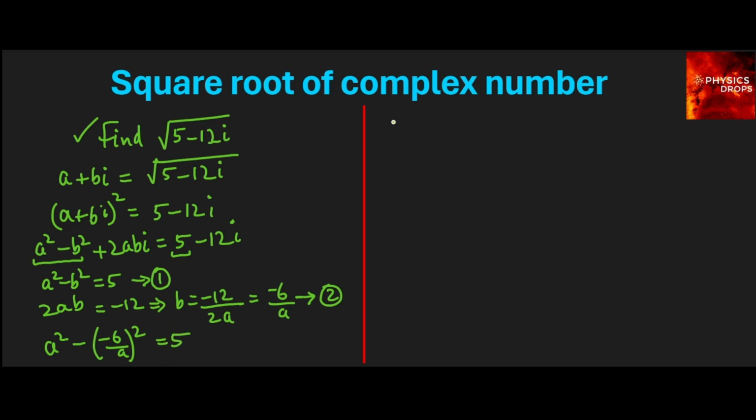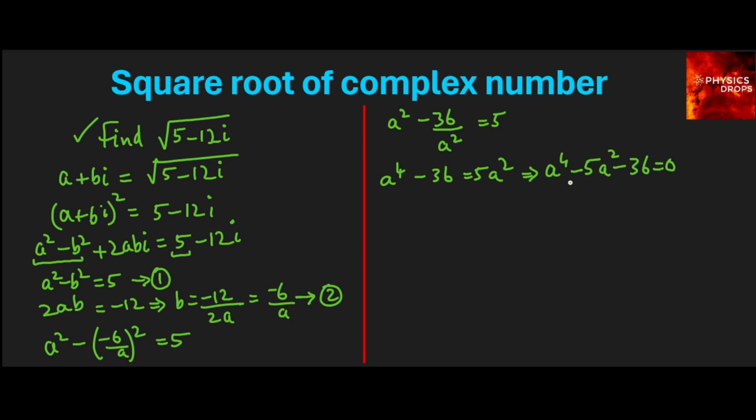So now let's simplify this further. We get a square minus 36, because minus 6 square is minus 6 times minus 6, which is plus 36, and there is a minus sign outside already. So minus 36 by a square equals 5. If we multiply by a square on both sides, we get a power 4 minus 36 equals 5a square. This is something we can solve by factorizing. Let's try to factorize this. We can rewrite it as a power 4 minus 5a square minus 36 equals 0.